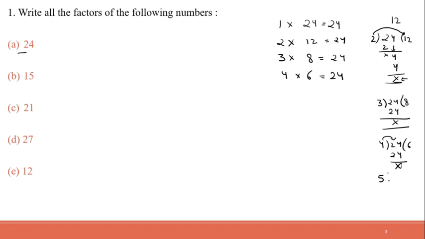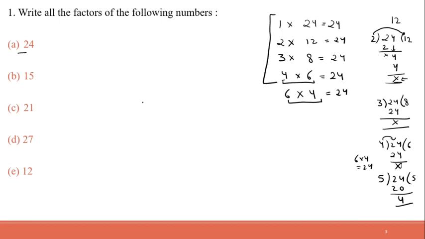Then 5. If I divide 24 with 5, I'll get a remainder of 4. That means 5 is not a factor. Then come to 6. 6 into 4 is equal to 24. Got it? So 6 into 4, 24. Now I have got the same numbers as we had before. So this 4 and 6 and again 4 and 6. That means only these are the factors.